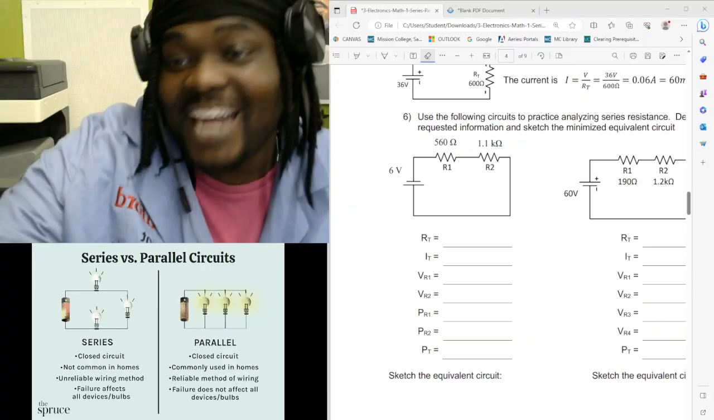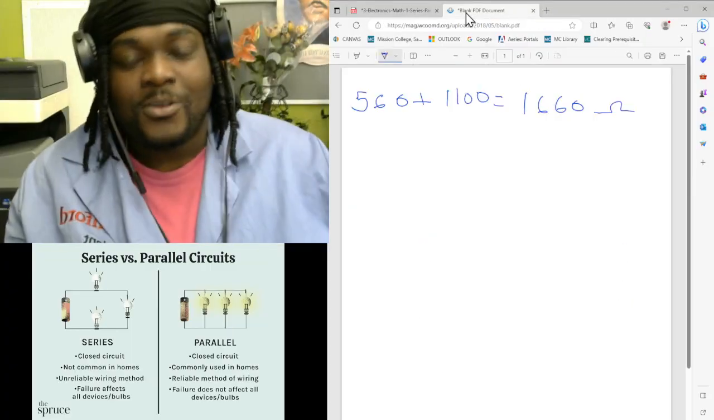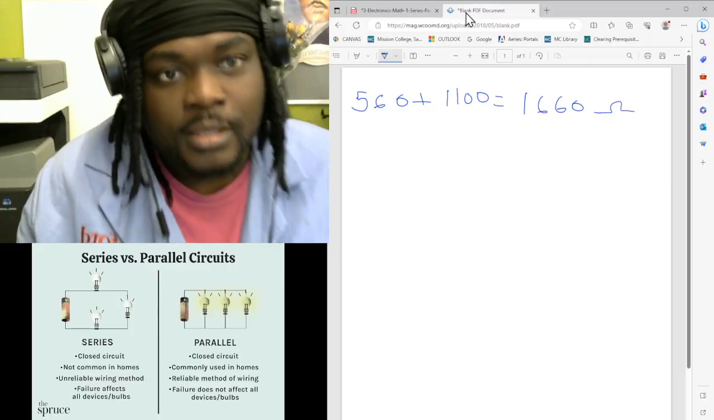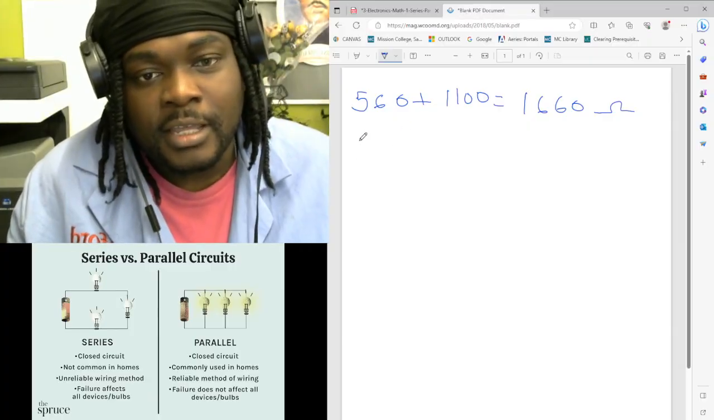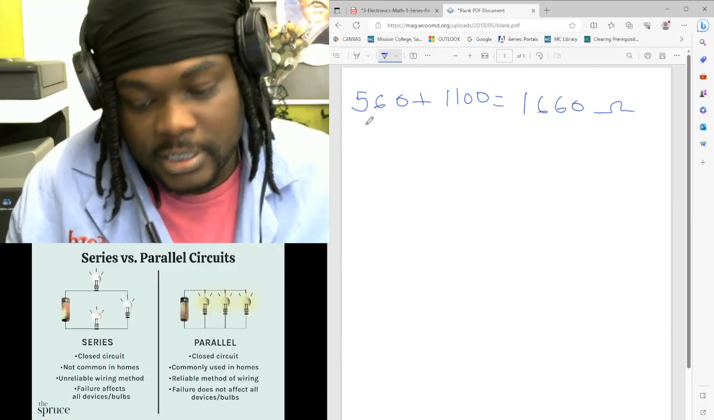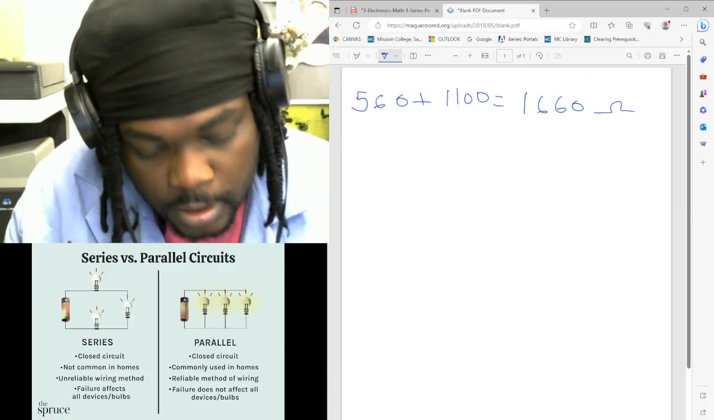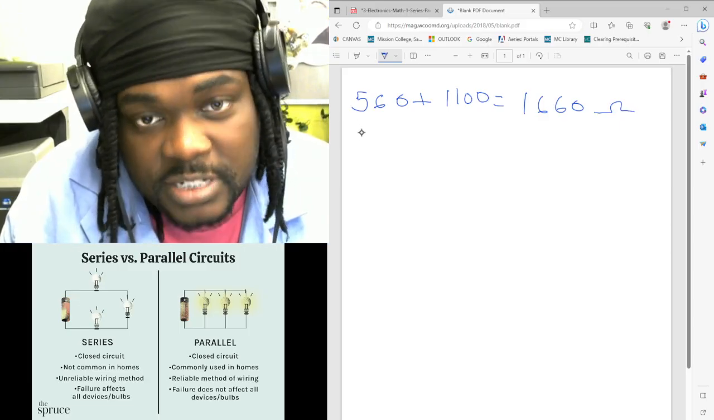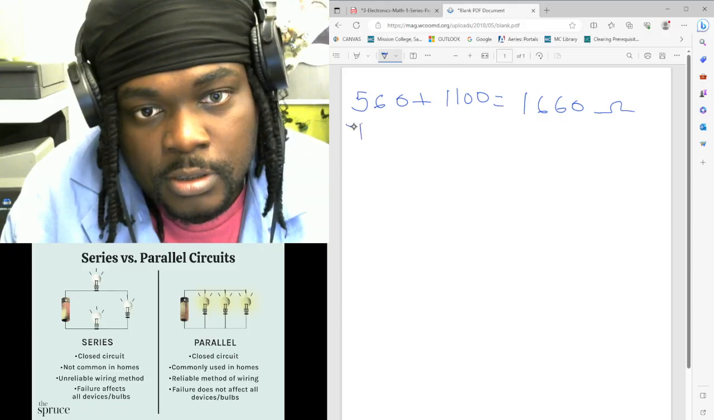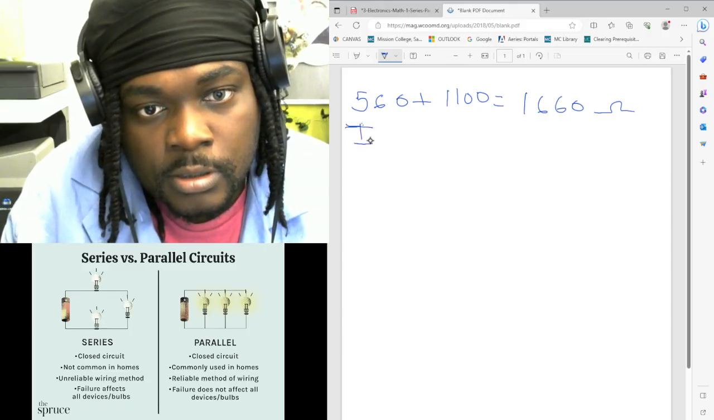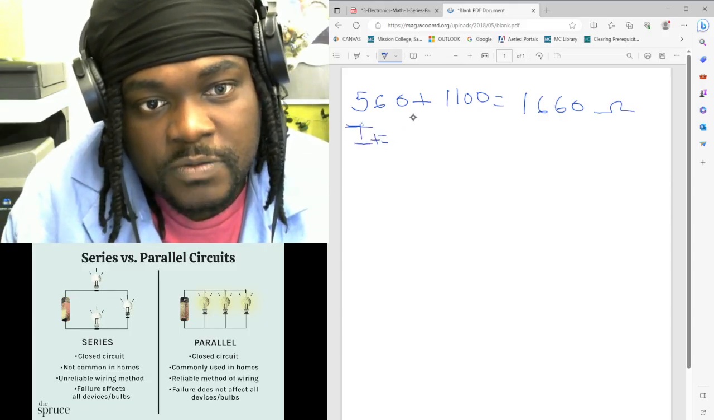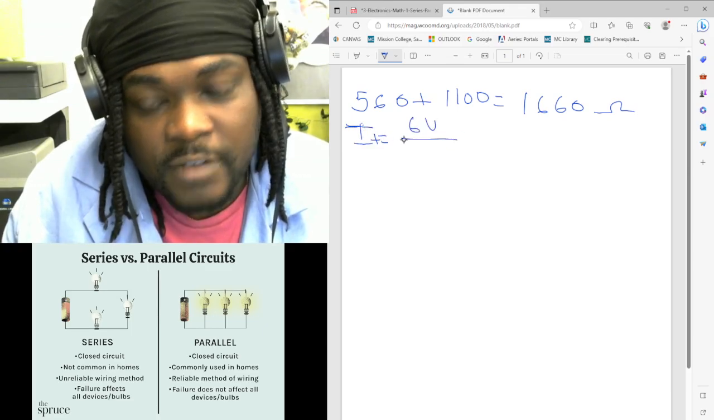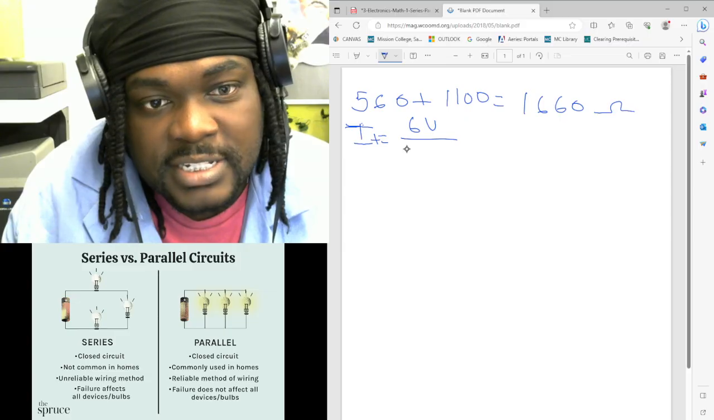We got it already. So now we're going to come back down here, and our IT will be those 6 volts divided by that 1660.